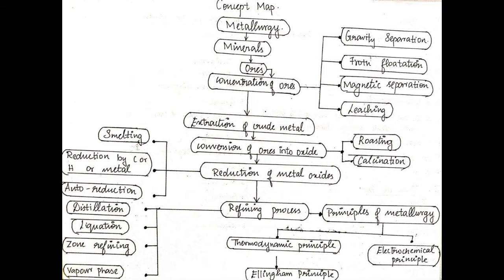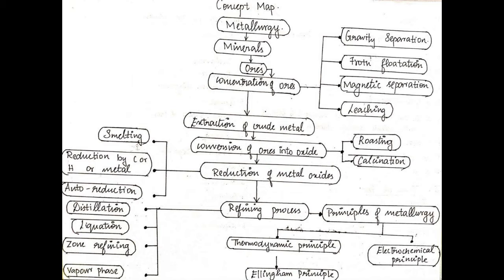Okay, let us discuss about the concept map. Metallurgy, minerals, ores, followed by concentration of ores. Concentration of ore are of four types: gravity separation, froth flotation, magnetic separation, and leaching.